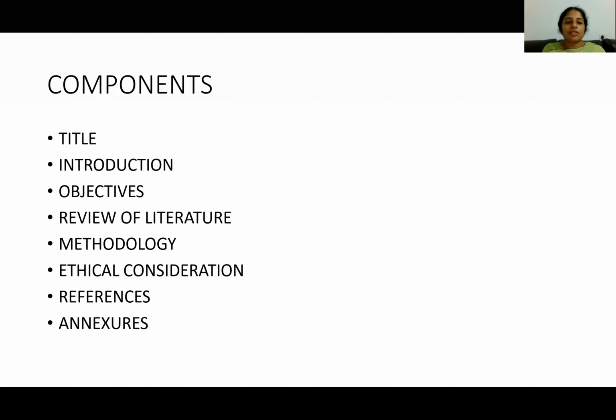Okay. So generally, these are the components of any proposal. Not just a thesis proposal.